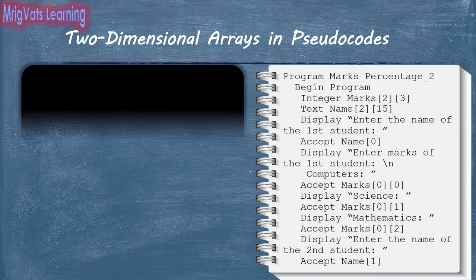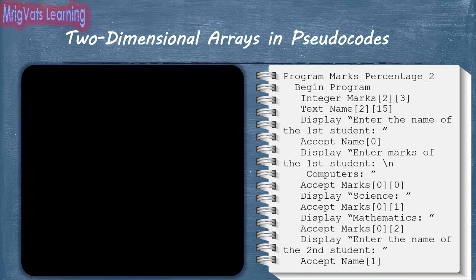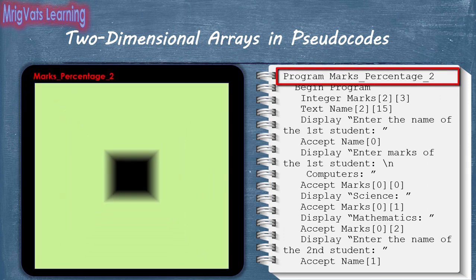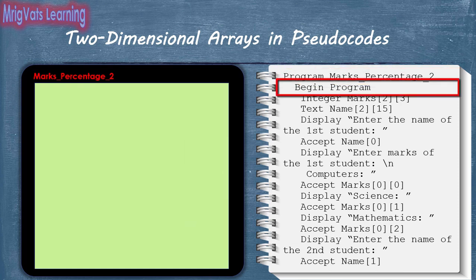Let us now summon our virtual memory board and evaluate the program with a dry run. As soon as you run the marks percentage 2 program, the computer resolves a memory block for the program which is enclosed between the begin program and end program statements.